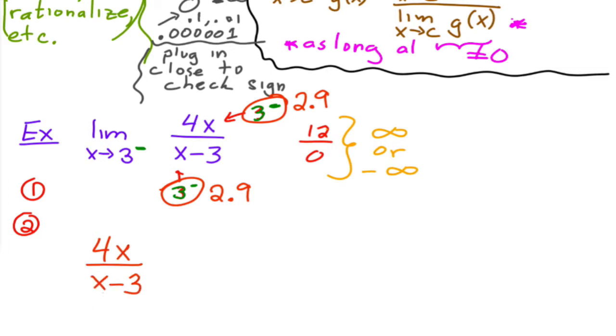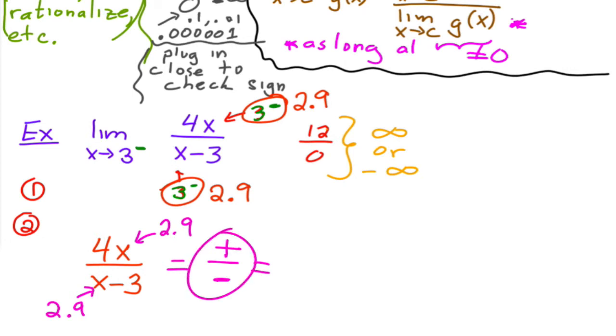If you plug in 2.9 on top, do you get a positive or a negative number? Well, you're going to get a positive number. If you plug in 2.9 on the bottom, you get 2.9 minus 3. That's going to be a negative number. You don't care what number it is, you just care that it's negative. And so if you have a positive number divided by a negative number, the result is going to be negative. So then you know that it's going to negative infinity.